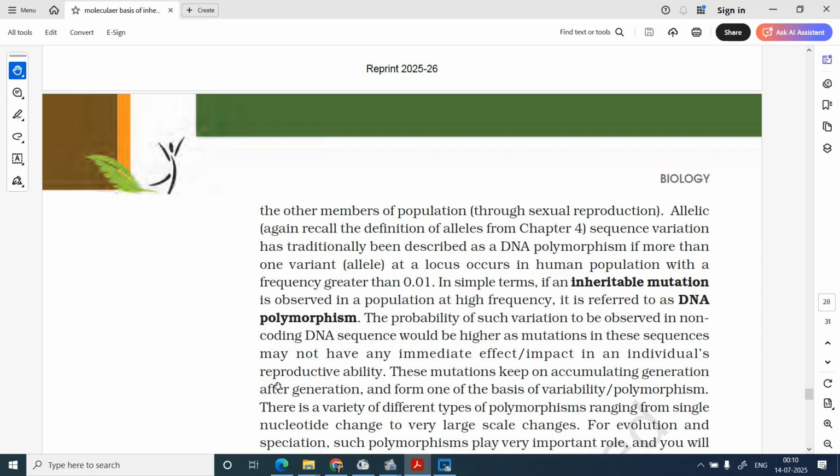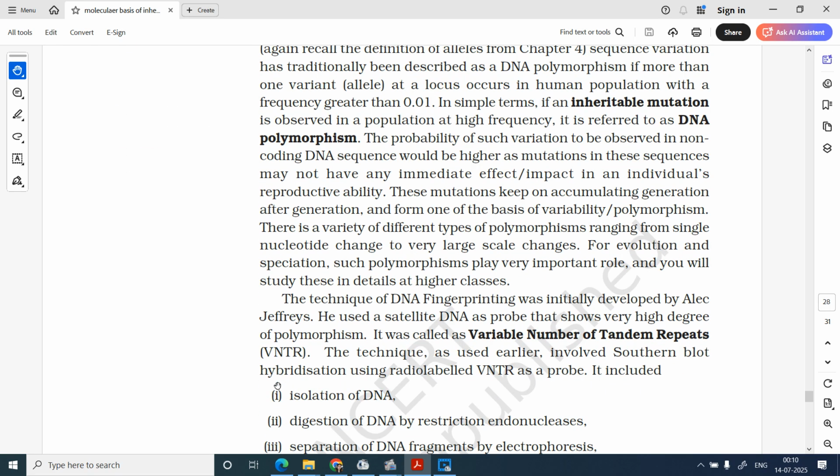The probability of such variation to be observed in a non-coding DNA sequence would be higher, as mutations in these sequences may not have any immediate impact on an individual's reproductive ability. These mutations keep on accumulating generation after generation and form one of the bases of variability and polymorphism. There is a variety of different types of polymorphism, ranging from single nucleotide change to very large scale changes. For evolution and speciation, such polymorphisms play a very important role, and you will study these in detail in higher classes.